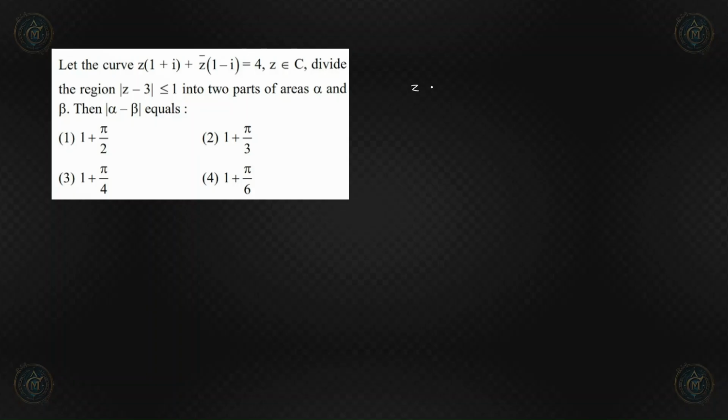Okay, so we are given this locus here, z times 1 plus iota plus z bar times 1 minus iota equal to 4, right? So we have to first decode this curve. Okay, so we can observe here that if we consider this to be some complex number w, this becomes our w conjugate. So this is nothing but w plus w bar, which we know is equal to 2 times the real part of w, right? So 2 times the real part of z into 1 plus iota should be equal to 4.